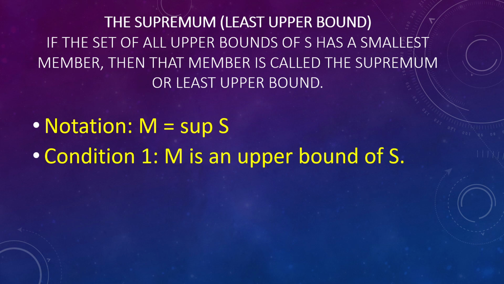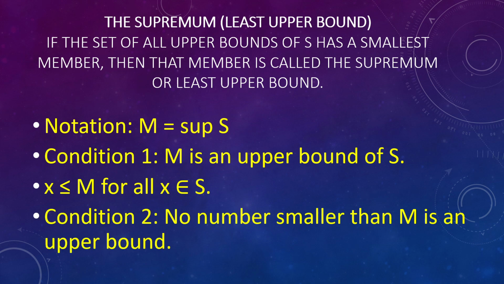To verify that M is the supremum, two conditions must be satisfied. First, M must be an upper bound of the set. Every element of S must be less than or equal to M. Second, no number smaller than M should be an upper bound. In simple words, M is the tightest possible ceiling for the set. It is an upper bound, but moving even slightly below it destroys the upper bound property. This idea is fundamental to the completeness of the real number system.